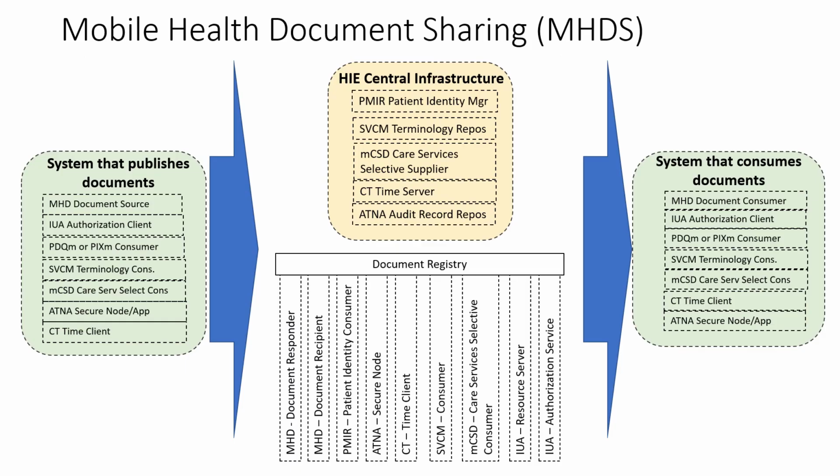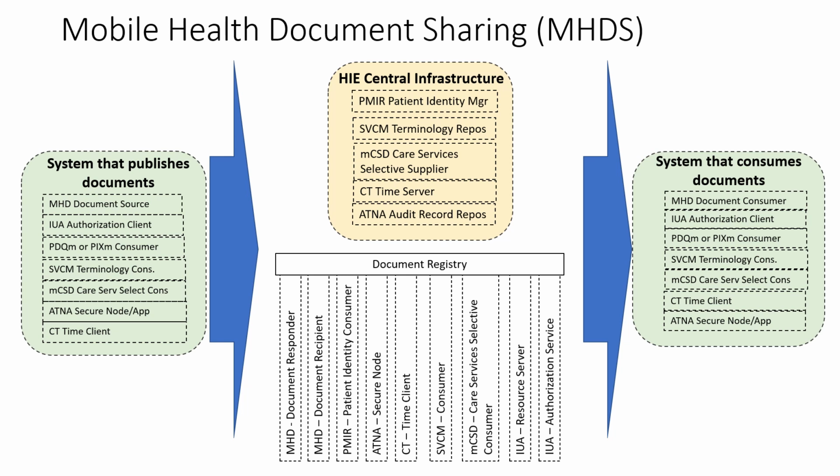So that was MHD. And MHD, as we saw, can be an API to XDS, it can be an API to XCA. But what if I want to have a document sharing infrastructure that's based only on FHIR infrastructures? Well, that's where MHDS comes in, Mobile Health Document Sharing. So this is functionally similar to XDS, except it's using all FHIR infrastructure.